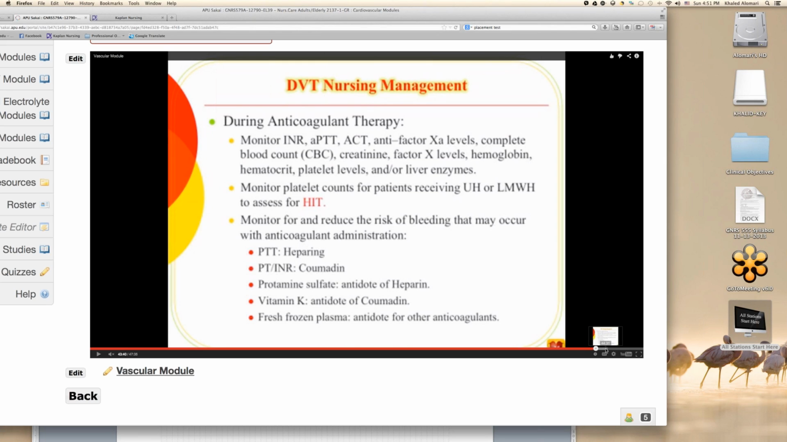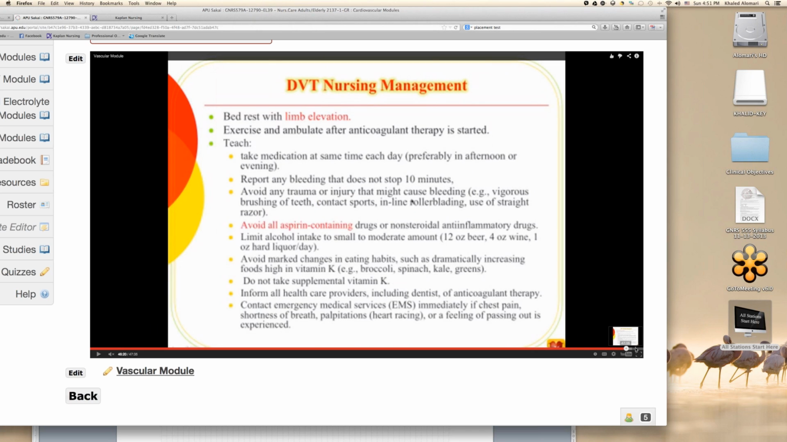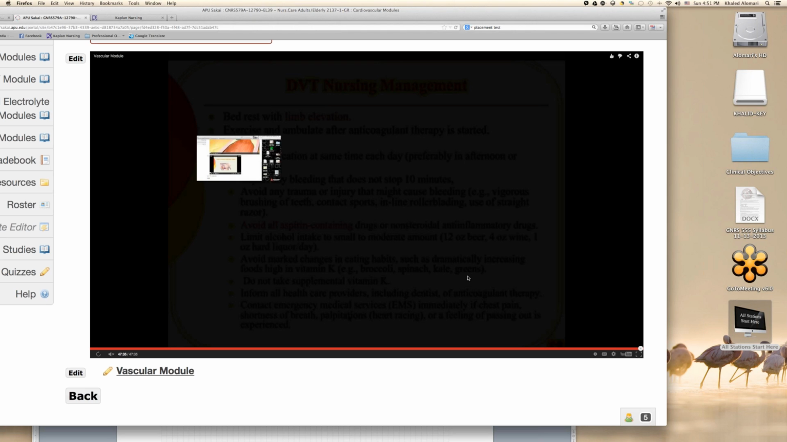Okay, this is just a revision. I give this to you also because of the difference between Coumadin and heparin, and what you look for and watch for. And again, here's the management of the patients with venous problems. Okay, questions?